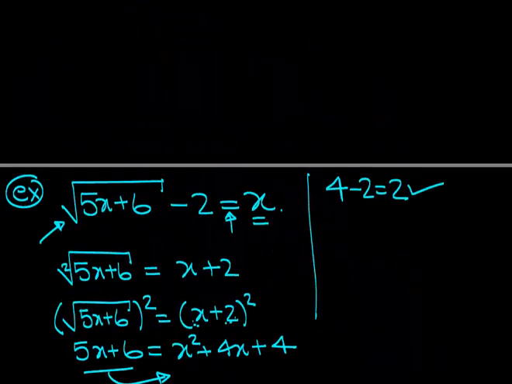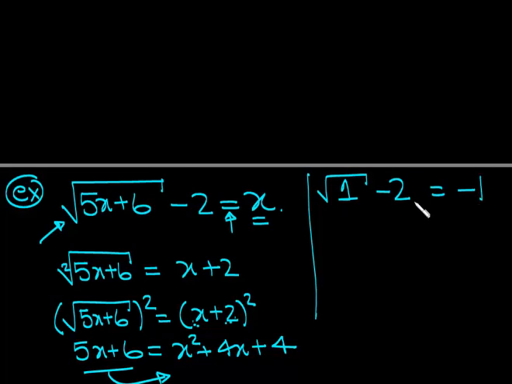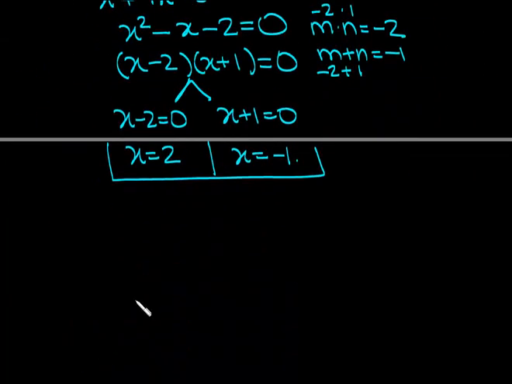Okay, if x is minus 1, let me do it a little bit better. So we get square root of 5 times minus 1, which is minus 5, plus 1 is 1, minus 2, and that's equal to minus 1. So then we get 1 minus 2 is equal to minus 1, minus 1 is equal to minus 1. So that's true. So in this case, both the answers work.